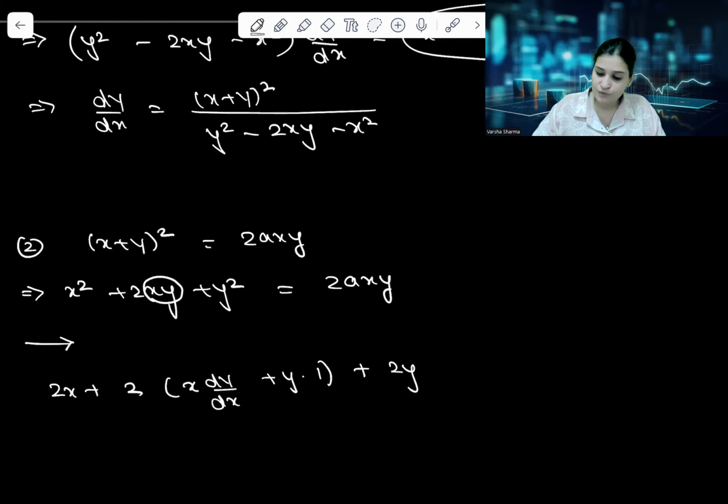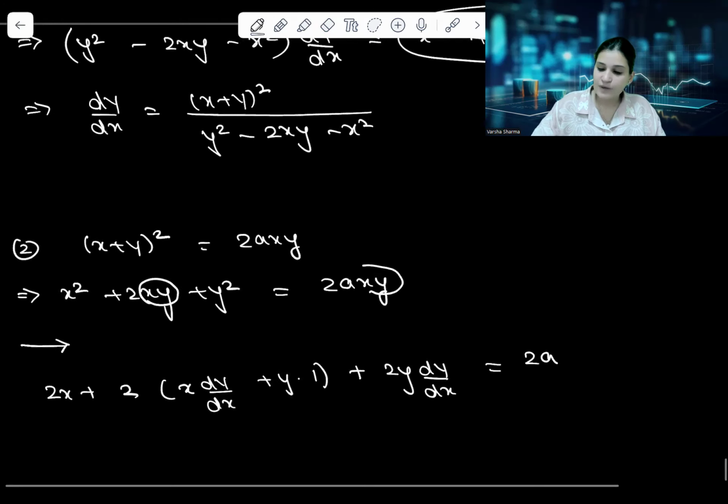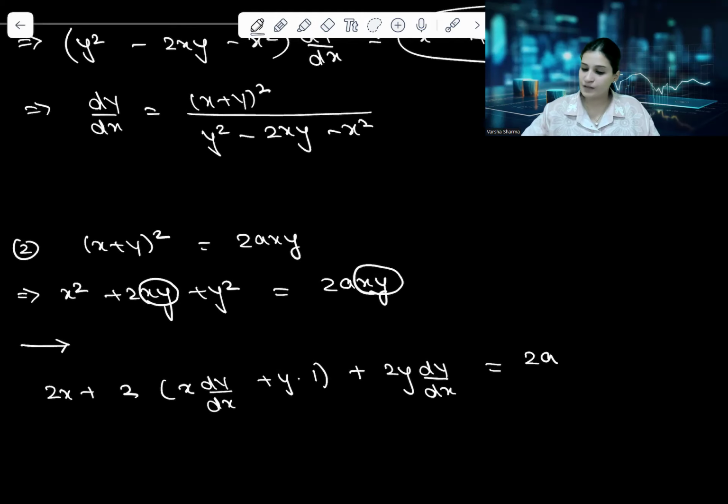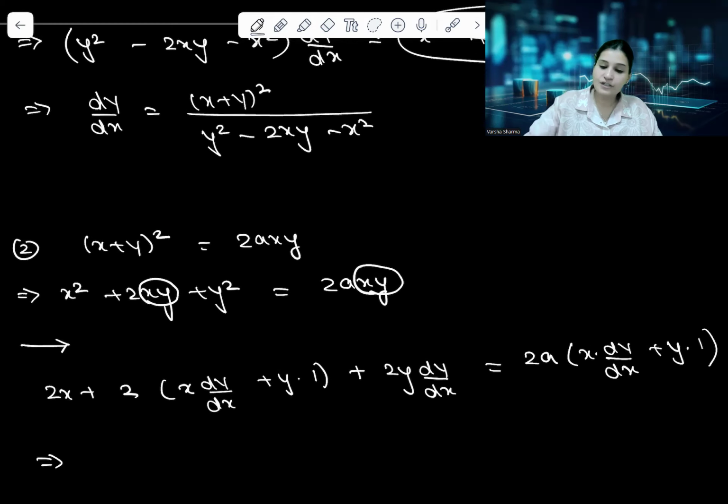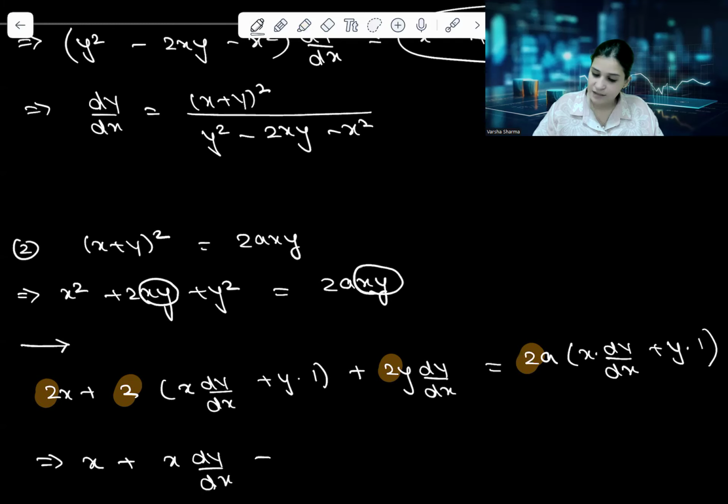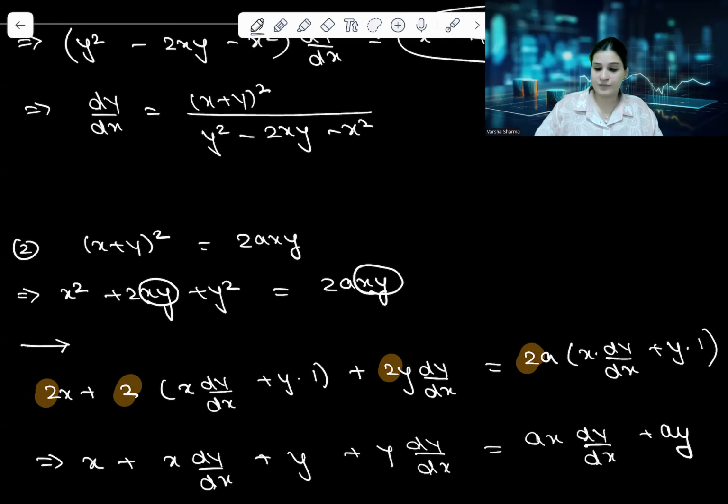y square gives 2y dy by dx, equals a times, in xy, we will apply product rule. So x becomes 1 and y becomes dy by dx plus y. Now again, each of the terms has 2. Let's take that common and cancel out. x plus x dy by dx plus y dy by dx equals ax dy by dx plus ay.